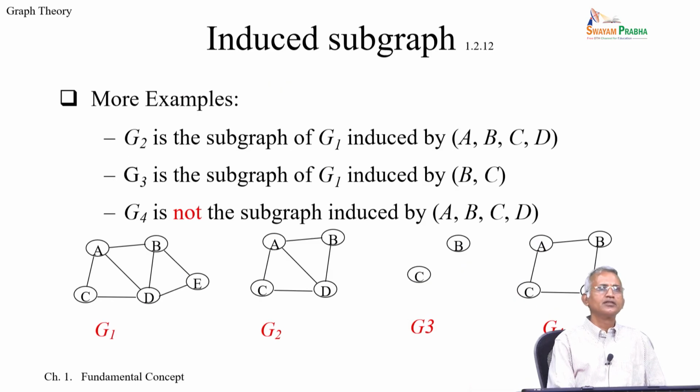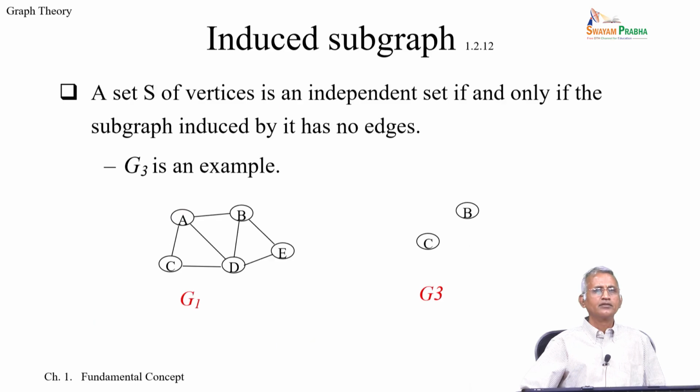Next, more examples of induced subgraphs. G2 is a subgraph of G1 induced by A, B, C, D, and G3 is a subgraph of G1 induced by B, C. G4 is not an induced subgraph because its structure is not the same as in G1. Therefore, G4 is not a subgraph induced by G1.